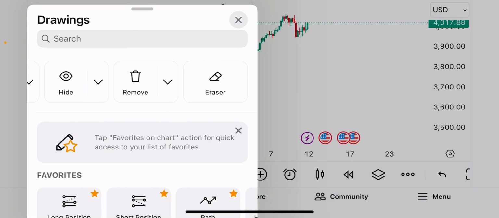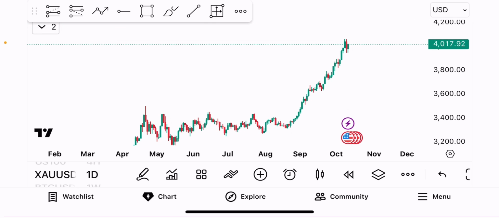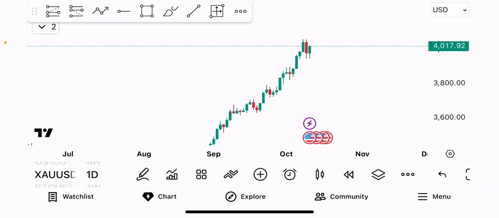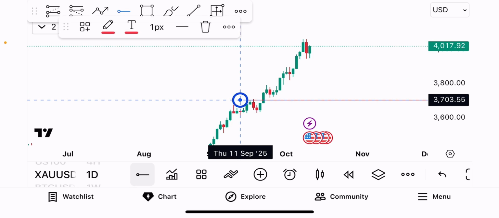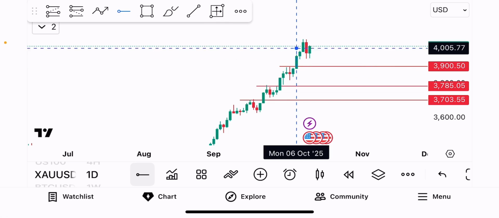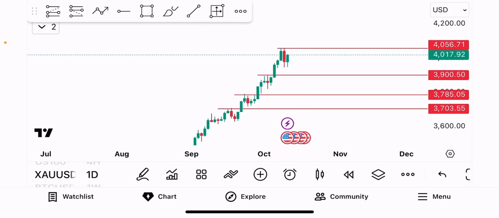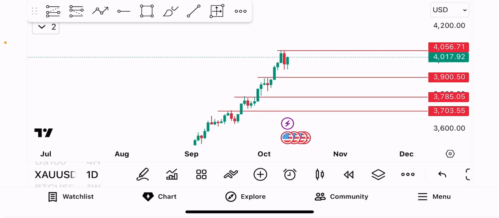let me go to the daily time frame. Here from the daily time frame, we don't have much price action, but all we see is a market that keeps making all-time highs. So this is the all-time high, which is the $4,056 level. So we see a price that keeps on making all-time highs.